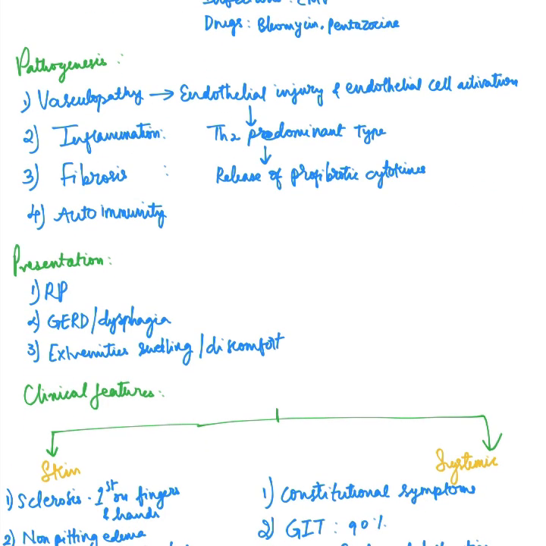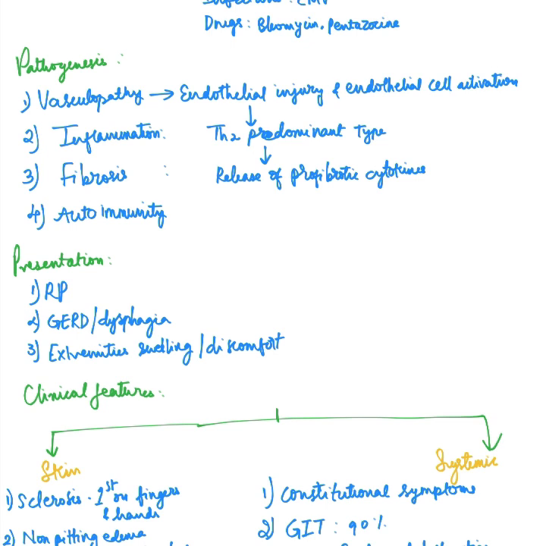Coming to pathogenesis, there are mainly 4 steps involved. First is vasculopathy, which occurs because of the aforementioned triggers, and these cause endothelial cell injury leading to their activation. These activated endothelial cells cause inflammation, which is the second step, where Th2 predominant type of inflammatory cells are seen. These inflammatory cells cause release of profibrotic cytokines leading to the third step, that is fibrosis.